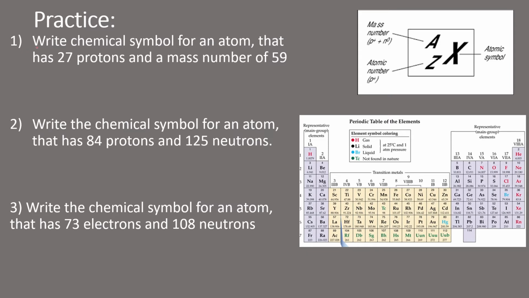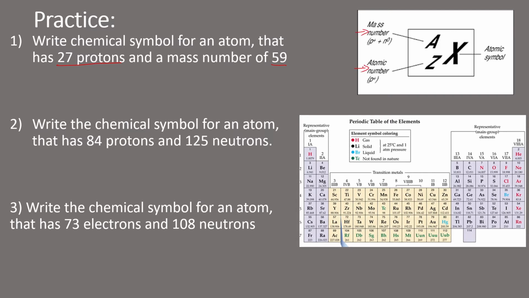In the first practice, you have to write a chemical symbol for an atom that has 27 protons and a mass number of 59. So this image here will help you to write the symbol of an atom with its atomic number and mass number. So you will write down the symbol. In the subscript, you will write down the atomic number, and at the superscript, you will write down the mass number.